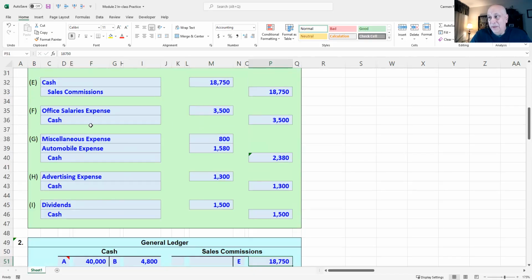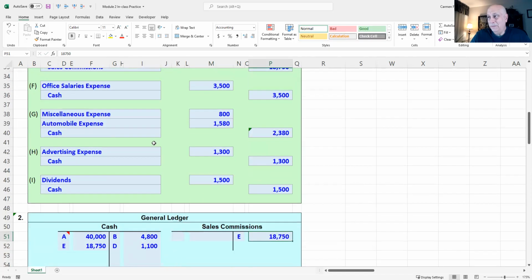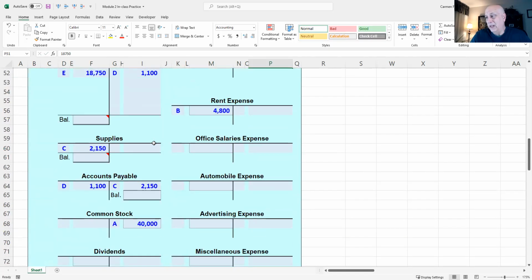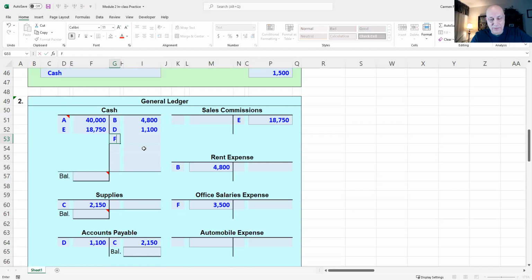Transaction F, we have the office supplies expense, $3,500, debit, and a cash credit. So let's find that. Transaction F, office supplies expense. We've got $3,500, post that debit. Find the cash account, post the credit.